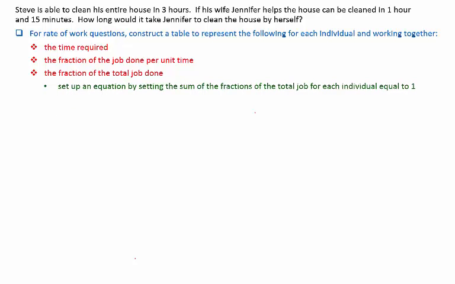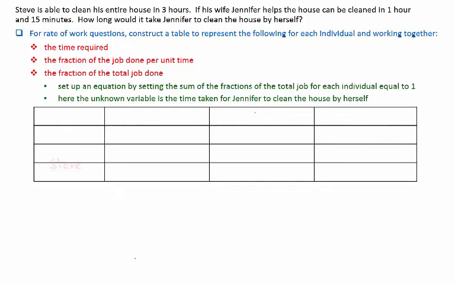Set up an equation by setting the sum of the fractions of the total job for each individual equal to 1. In this case, the unknown variable is the time taken for Jennifer to clean the house by herself.